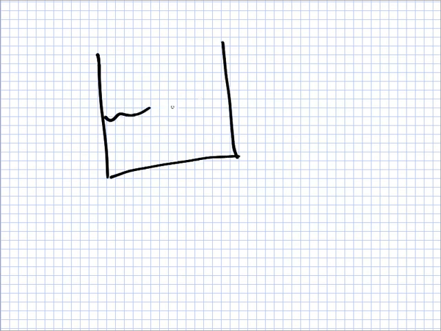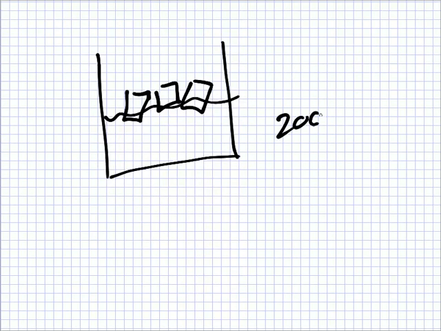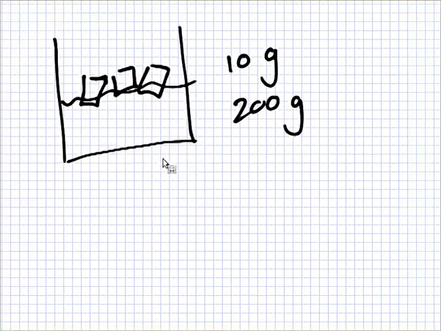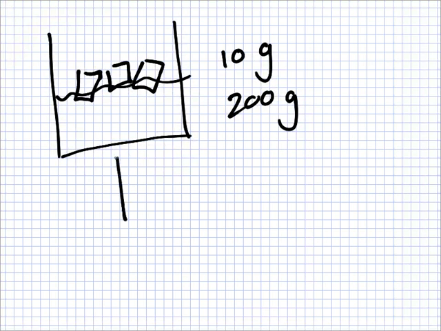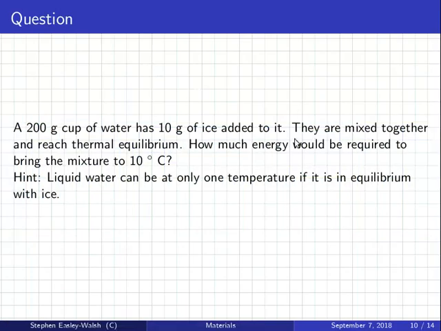Right, so you have some water and you have some ice floating in it. And you have 200 grams here and you have 10 grams here. And you put some heat into it. Now, before I start, what is the temperature of the water and the ice? And I'll give you a little clue. I say they're mixed together and reach thermal equilibrium.